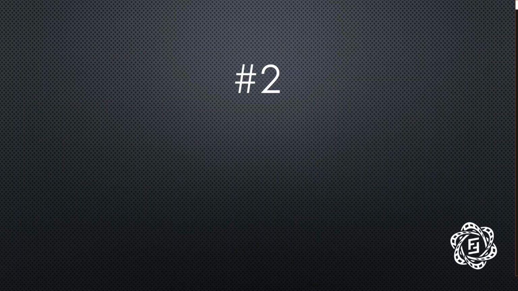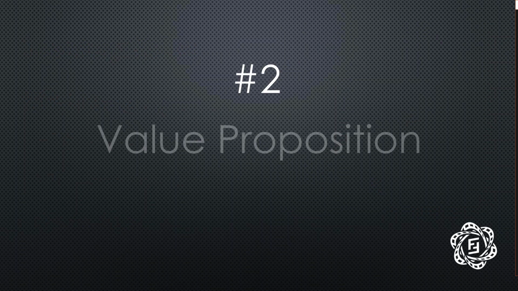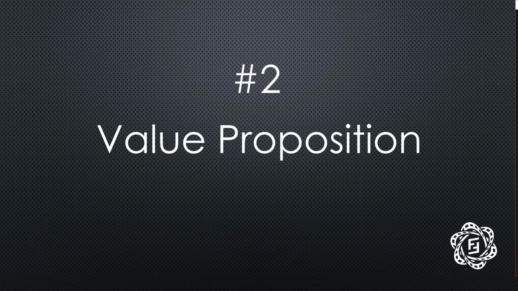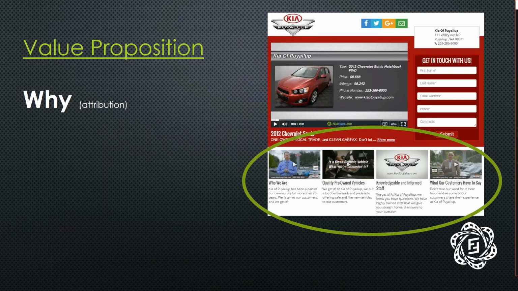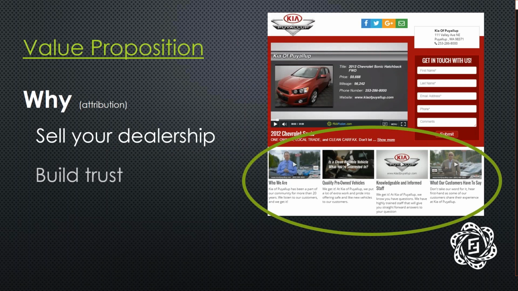All right, number 2. How many said value proposition? First, we have the inventory videos based on automation, based on least amount of process changes. Value proposition is the next. Sell the dealership. Why? You're selling your dealership. You're building trust with that consumer.